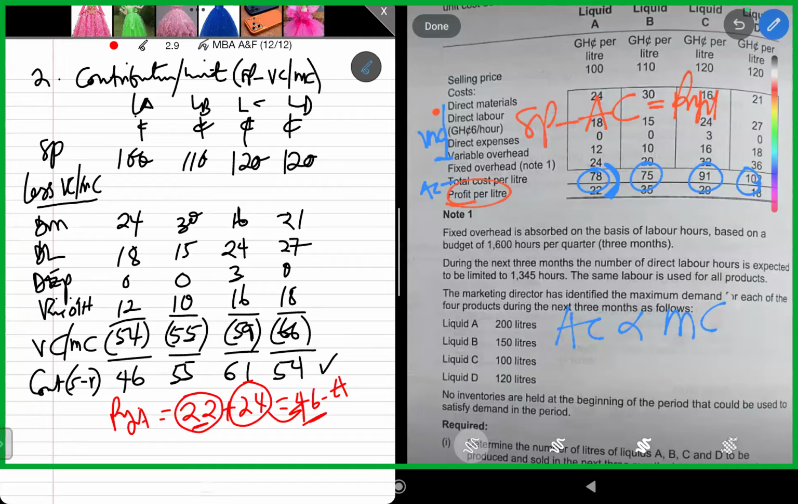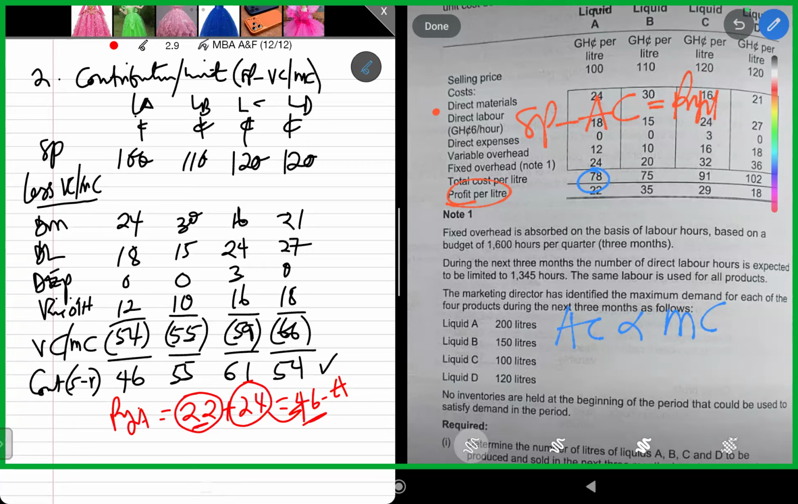Yes. Now the profit of 35 for B. If we add the 20, it will give us a contribution. Is that correct? Yes. The profit of 29 for C. If we add back the 32, it should give us a contribution of 61. Is that correct? Yes. The profit of 18 for D. If we add back the fixed cost of 36, it should give us a contribution of 54. Is that correct? Yes. So you can go by that method as well.